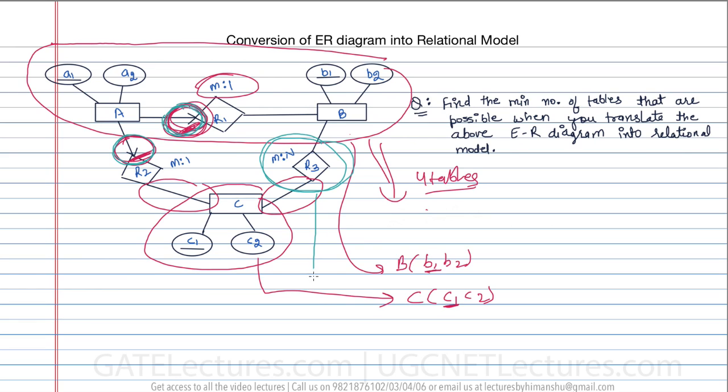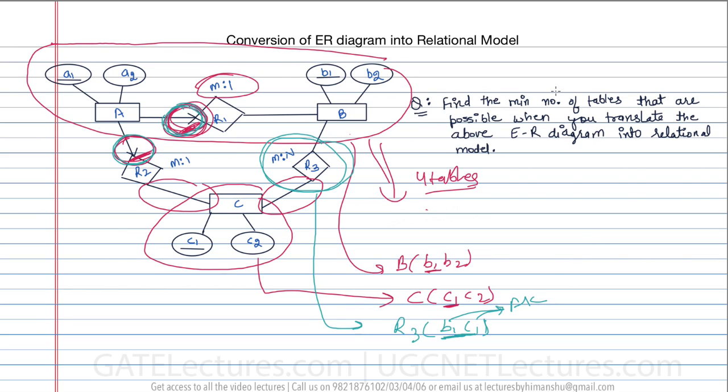For this relation R3, it is an M to N relationship. Therefore, you have to create a table for this relation R3. For R3, you are going to create a relation which is having B1 and C1 combined as a key, where B1 and C1 both are foreign keys, right?